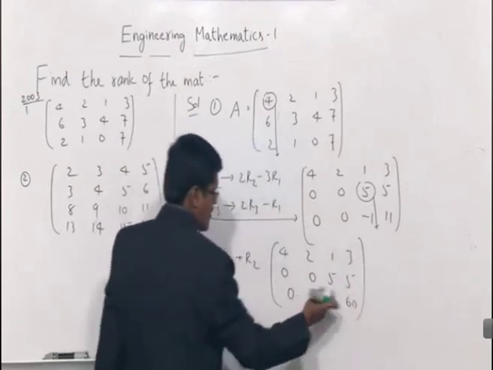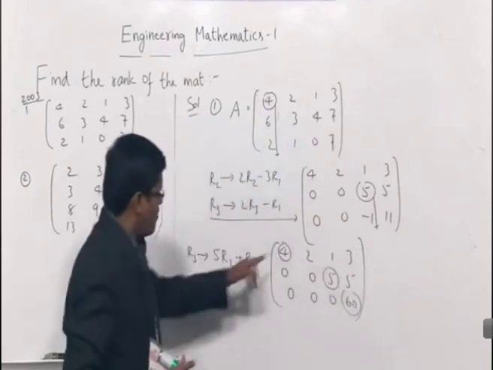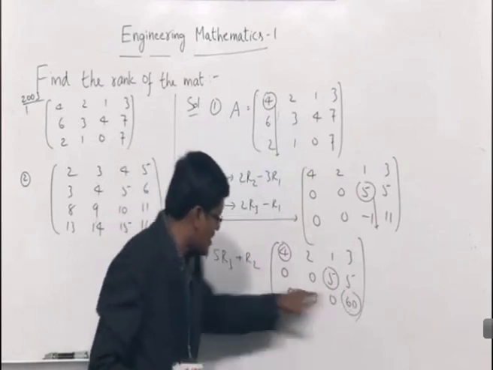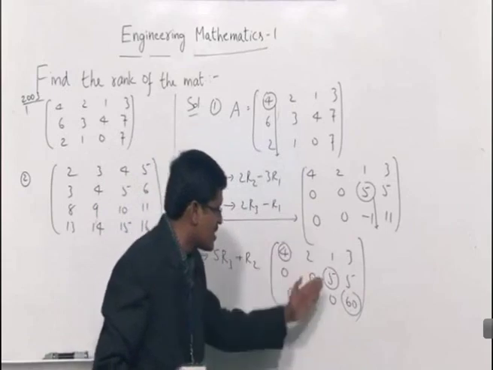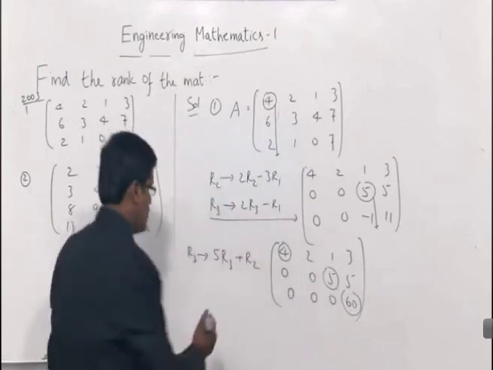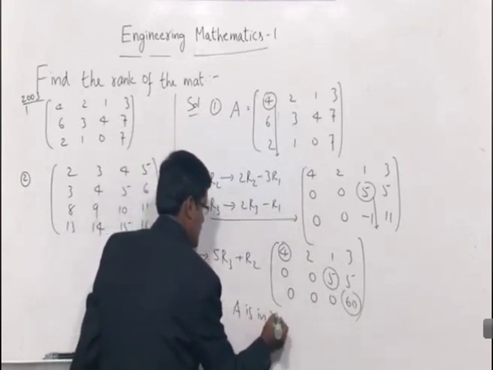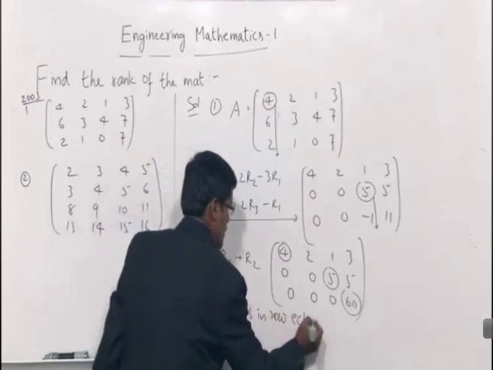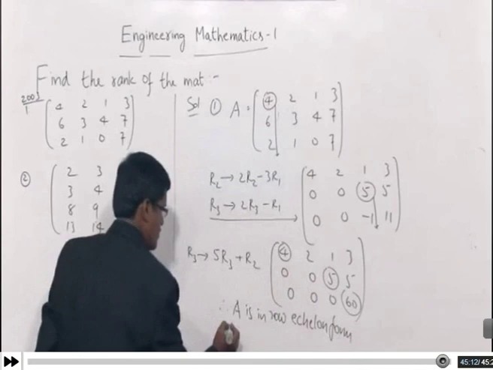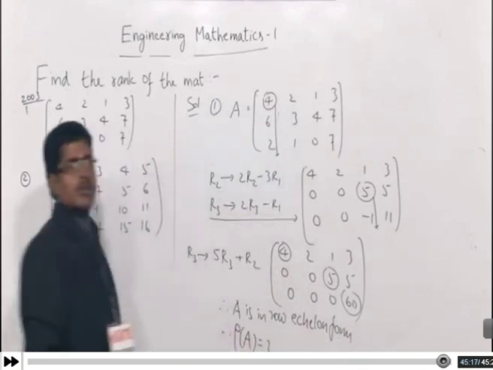Now go to the third row. No more rows after the third row. So here, see, before the first circle there are no zeros, before this circle 2 zeros, before this circle 3 zeros. Zeros increase. Each circle indicates the first non-zero element in the row. Okay. Therefore, A is in row echelon form. How many non-zero rows? 3. Hence rank A is equal to 3.